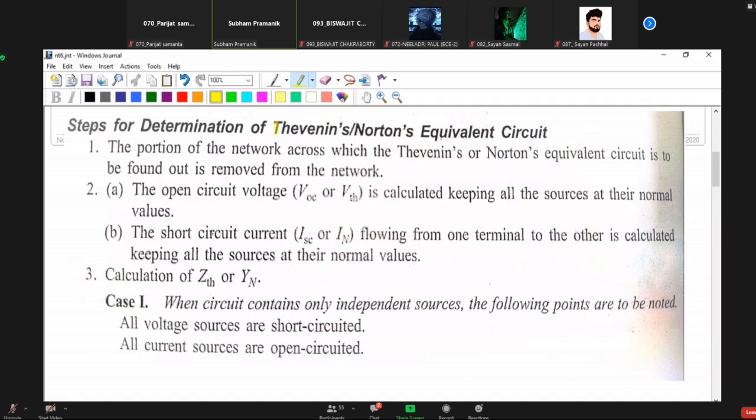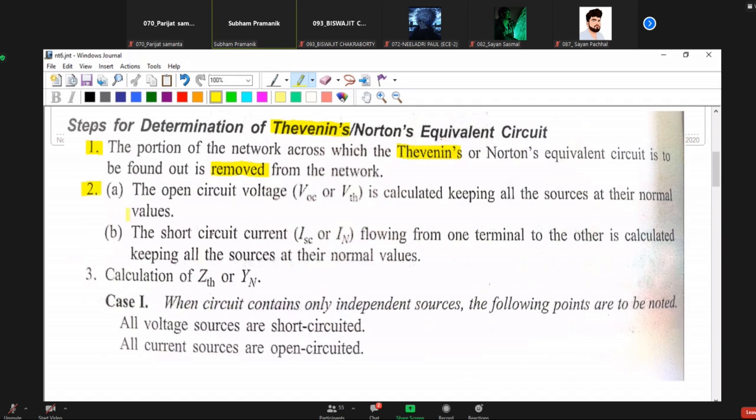So let's see. I am trying to highlight only this part, Thevenin's part. So what are the steps? Step one is the portion of the network across which Thevenin's equivalent circuit is to be found is removed from the network. I already mentioned you have to identify the load and then you have to remove it.